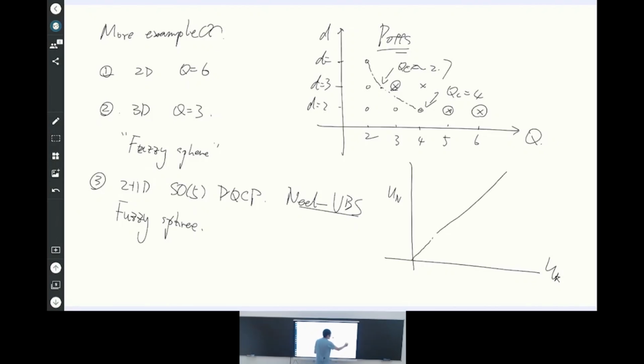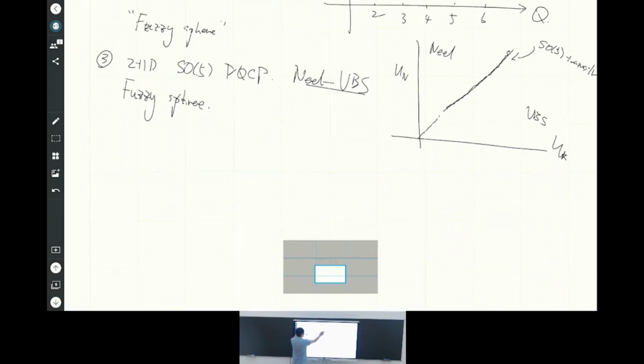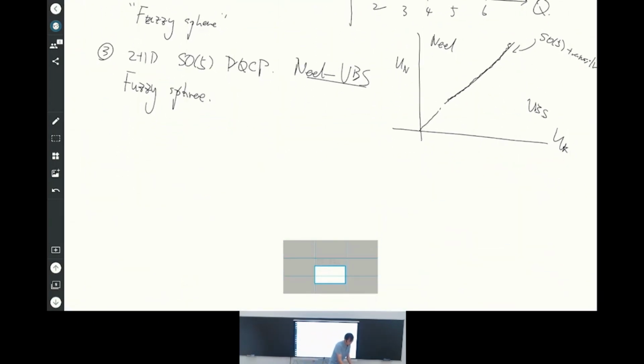And this line is the Néel phase. This is the VBS phase. And this is the SO(5) transition line, okay? And along this line, we found evidence that approximate conformal symmetry emerges here. And then we can extract some of the conformal data along this SO(5) transition line. So here, due to time, I just list a table to show you the results that we have here.